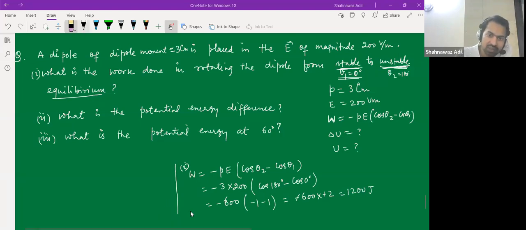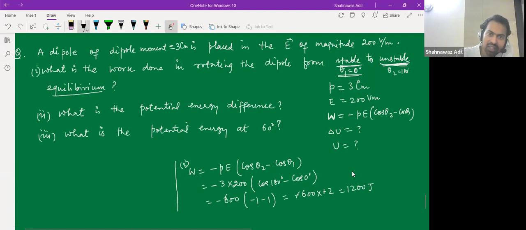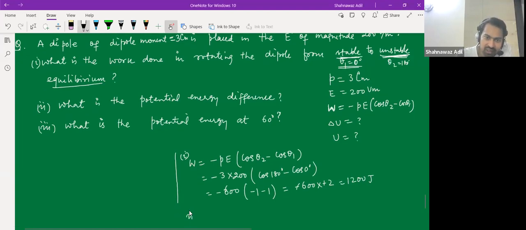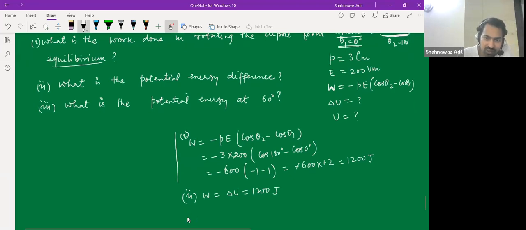What is the energy difference? Work done is equal to the difference of potential energy, so this would be simply 1200. Very difficult question, guys, right? Understood, guys? Now the third one.